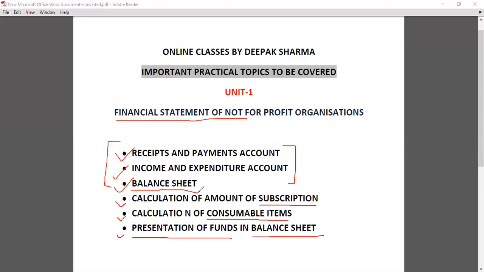For the time being you can leave balance sheet, because a question on balance sheet has rarely been asked in the question paper. But apart from balance sheet, receipt and payment account is very important, and these three small topics are also very important, and they do come in the examination frequently. So these are the important practical topics that a student needs to cover so that he is done with unit 1. Thank you.